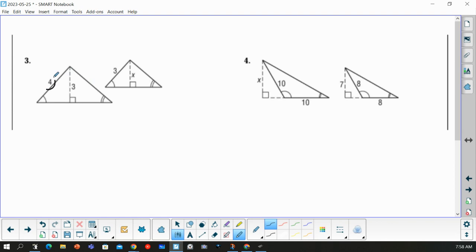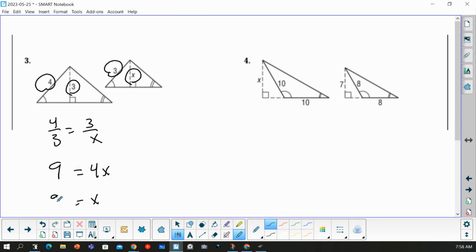All right, let's see, 4 over the 3. 3 over the x. 3 times 3 is 9. 4 times x is 4x. Divide both sides by 4, and we get x equals 9/4, 2 1/4. You can leave it like this, or you can change it to a decimal if you want.